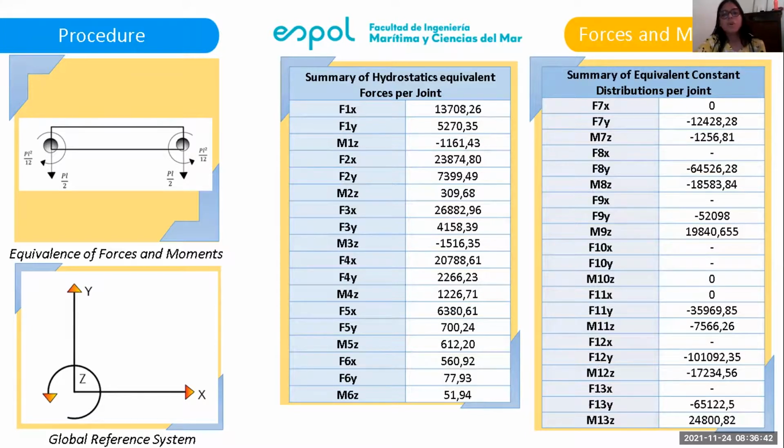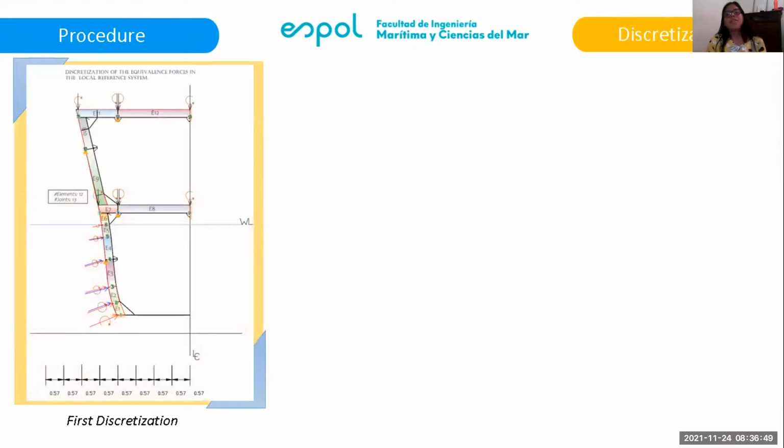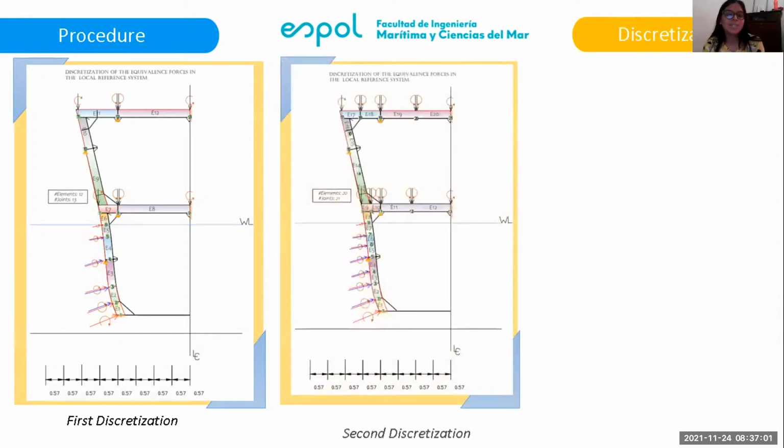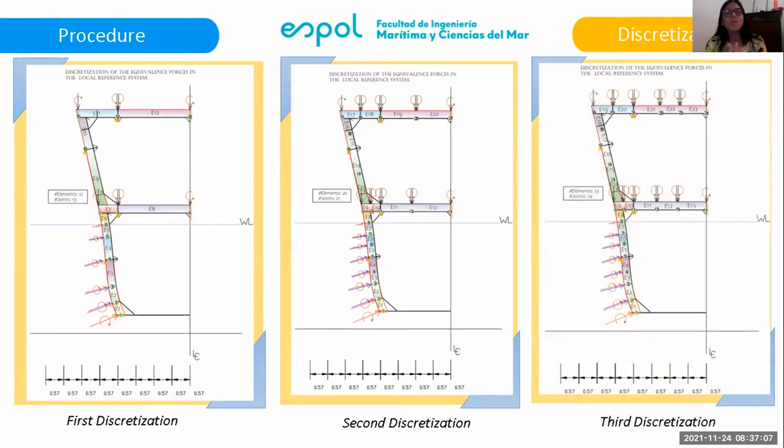Summary of hydrostatic equivalent force per joint and summary of equivalent constant distribution per joint. These are the three discretizations that were used in our project. As we can see, we increment the number of elements and joints because we need to obtain a convergence of the structure. As we know, if we increase the number of elements and joints, we obtain better approximations.